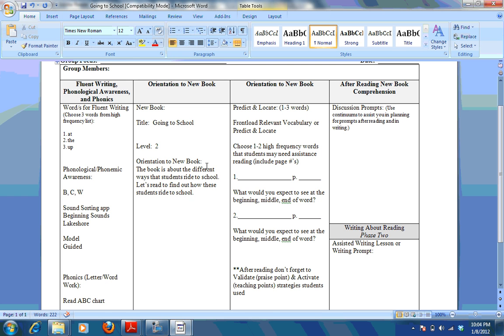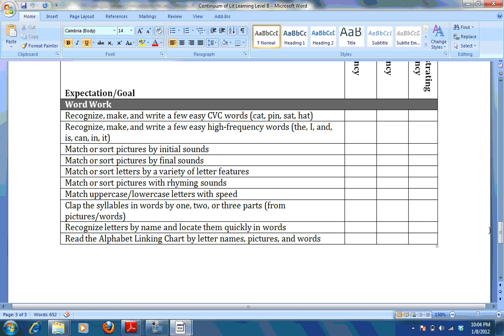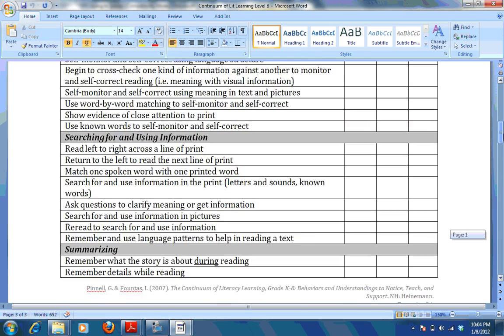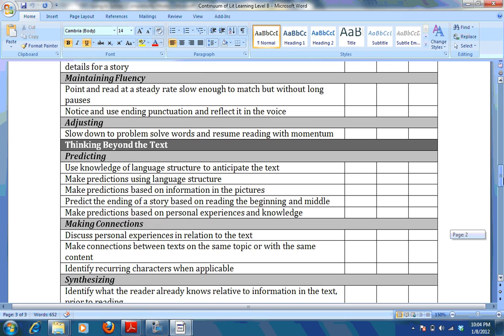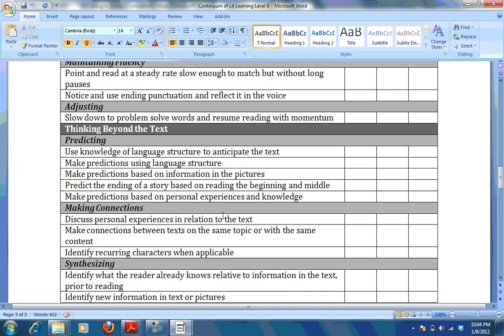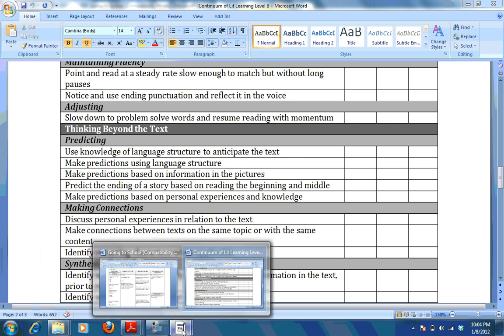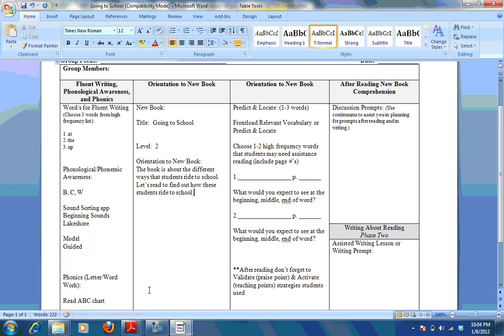Now, of course, when I look at my continuum, it talks a little bit about building background, making connections. Let's go to that part right quick where I say it does. Yeah. Discuss personal experience in relation to the text. I could spend a lot of time on building background, but I don't think it's necessary, mainly because we all have to get to school somehow. So I don't know that it's necessary to build a lot of discussion on how do you ride to school? Because technically they know how they get to school. They don't have to talk about that.